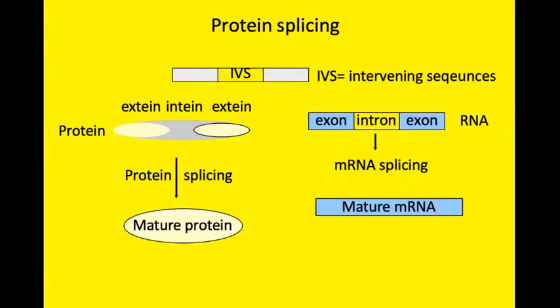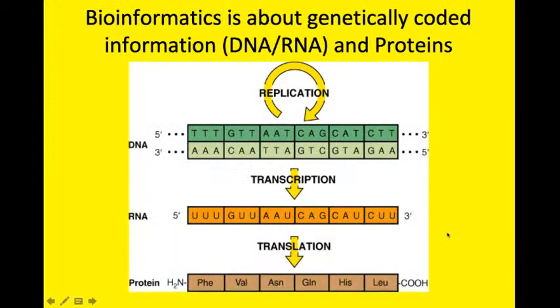So I've told you already about protein splicing, on the left side we have exteins, intein, exteins. So your inteins are removed, protein splicing is done, you have a mature protein. In the case of eukaryotes, you have introns, introns are removed, mRNA is spliced, you have mature mRNA at the end. So bioinformatics is about genetically coded information and proteins.